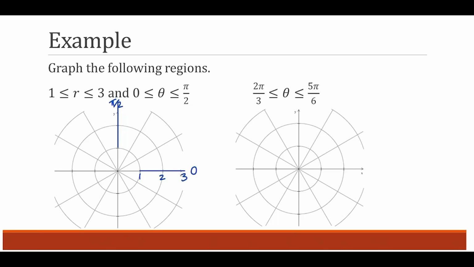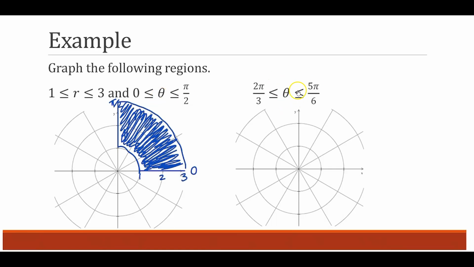And since they're all less than or equal to, these are all going to be solid lines. So they're all going to be solid lines here, and we're talking about the region, so I'm going to go ahead and shade in this portion here. So we're graphing inequalities right now that deal with our directed distance and our angle.